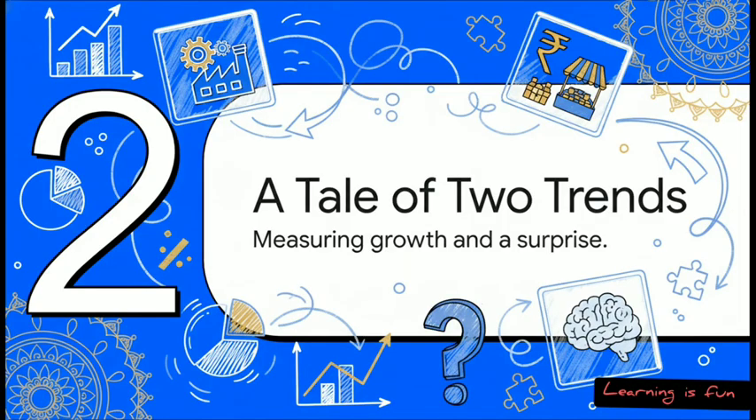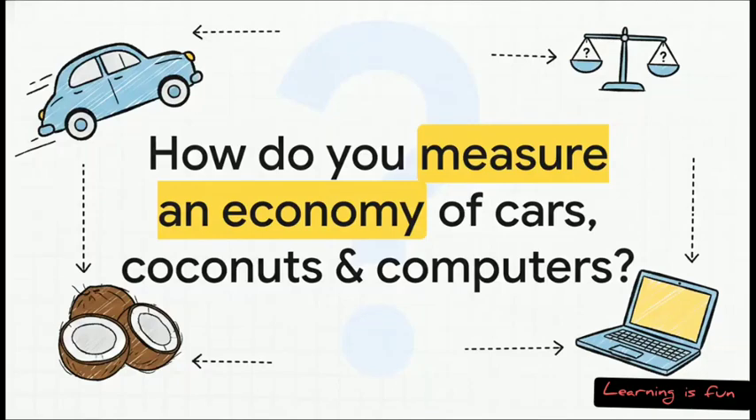Okay, so we've got our 3 buckets. Simple enough, right? But this is where things get really interesting. When we start putting numbers to these sectors in India's economy, a huge, fascinating puzzle starts to take shape. But wait a minute. How do you even do that? How do you measure an entire economy's output? I mean, you can't just add 10,000 coconuts to 500 cars and a few million lines of code, right? The numbers wouldn't mean anything.